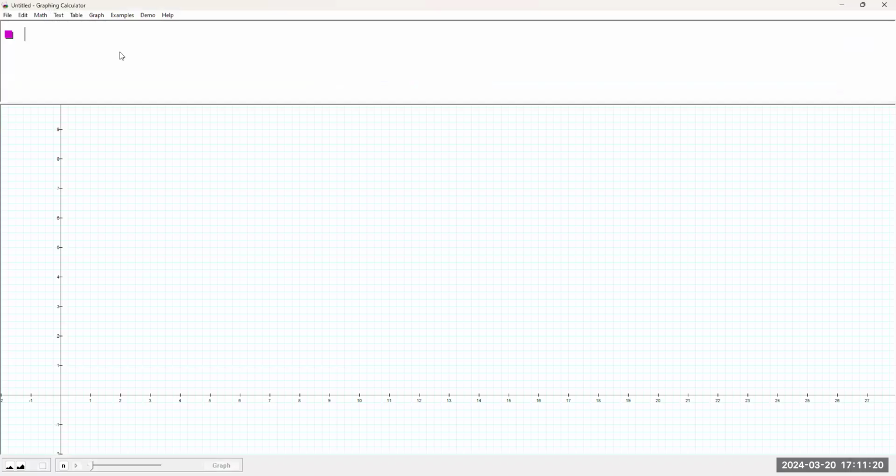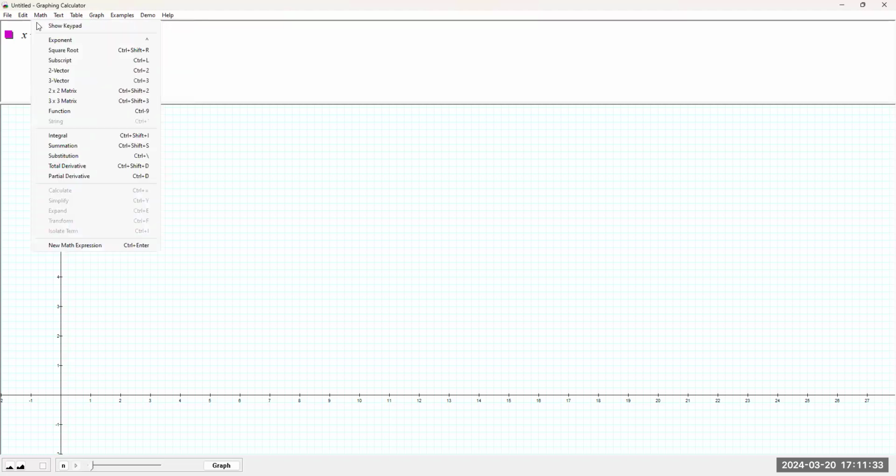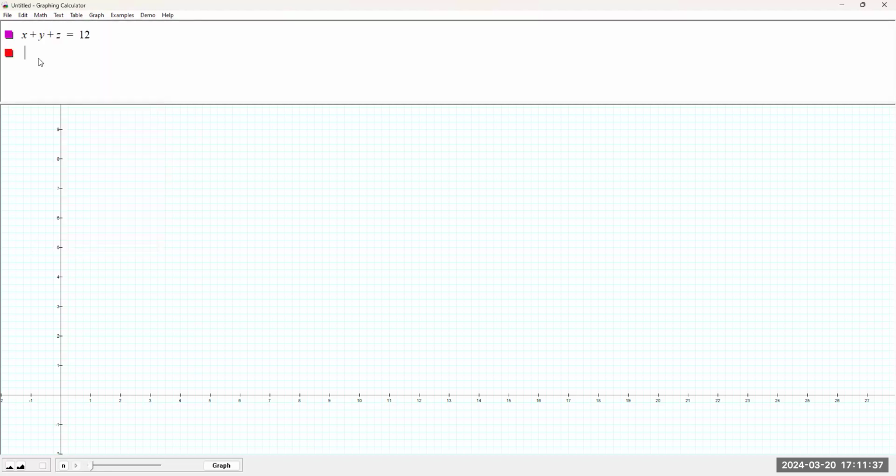Okay, so we have x plus y plus z equals 12. And then another one is x squared plus y squared plus z squared equals 48.